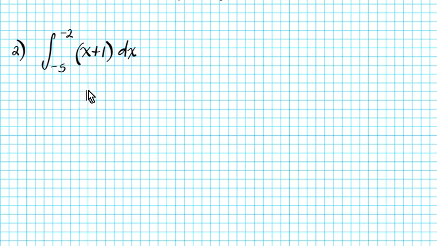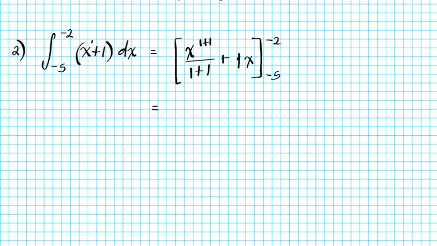So when we integrate x, which is x to the first power, that's going to be x to the 1 plus 1 over 1 plus 1. And then when you integrate 1 using the constant rule, you're just going to get 1x. So this is 1 plus 1, and here is 1x. Okay? So this will be evaluated from the lower limit all the way up to the upper limit. Let's go ahead and simplify.